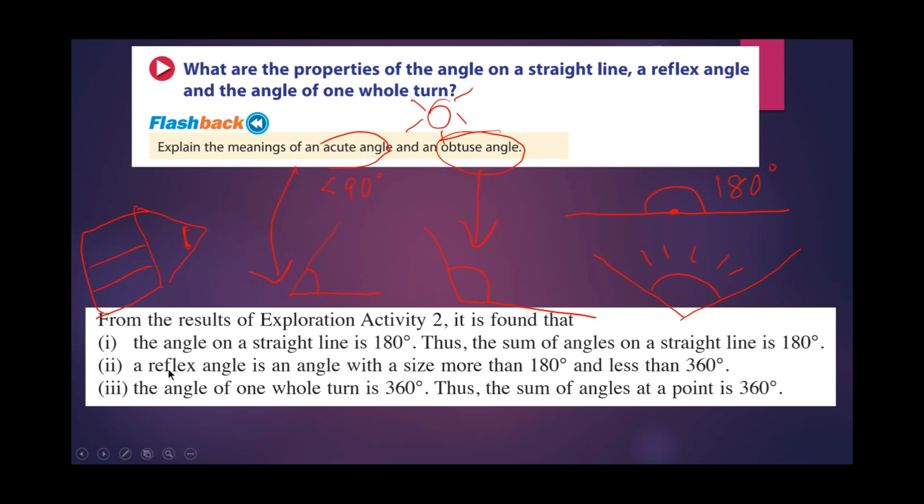A reflex angle is an angle with a size which is more than 180 and less than 360. Just now I've already shown you the reflex angle. For example, I divide into 4 quadrants like this, and then I start to draw the angle. You can see this angle that I draw from these 2 lines here. This part is a straight line, this one is 180. When it is greater than 180, we call it a reflex angle.